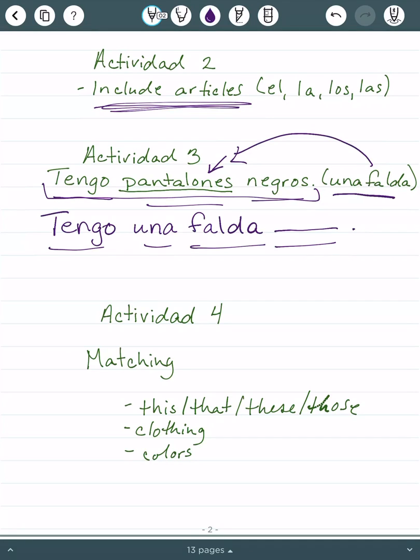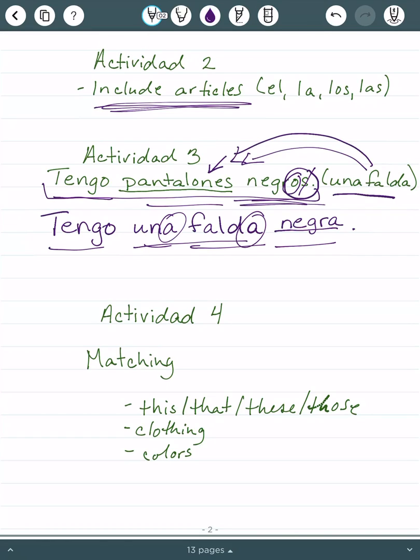Now the issue with negros, that is masculine and plural. It doesn't need to be plural anymore. It's just the one skirt. So we're going to take off the S, and then we're going to change that O to an A because falda is feminine. So make sure and change your adjective. So that's all you're doing, just replacing that noun and then changing your adjective to still agree with it.